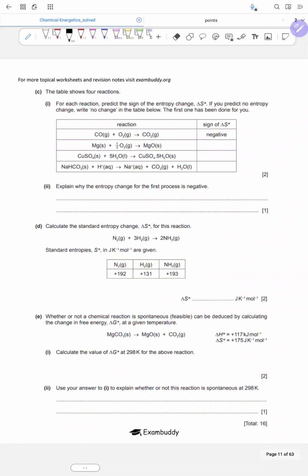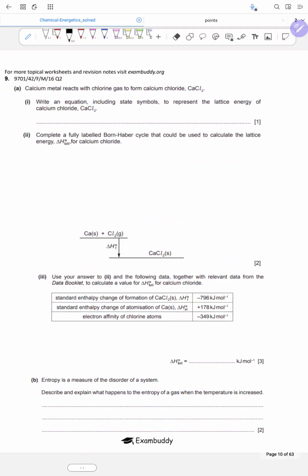Now this might be the last question. Alright, it's quite a big one. Let's see. Calcium metal reacts with chlorine gas to form calcium chloride. Write an equation including state symbols to represent the lattice energy of calcium chloride. Right, we have to represent the lattice energy.